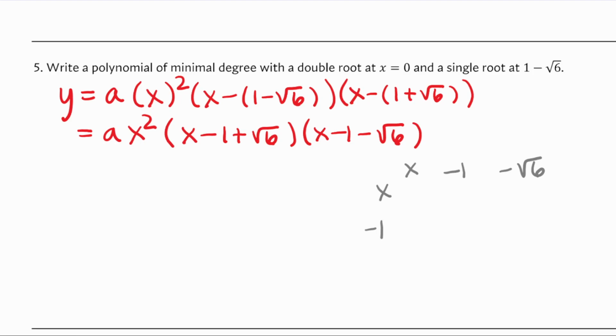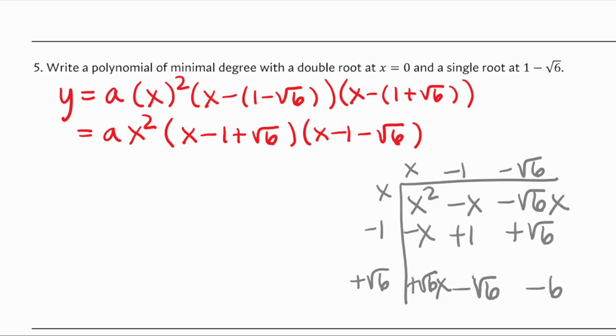x minus 1 plus the square root of 6. I'm going to fill that out real quick. I don't think you need to watch me do that. And now that I've got the box filled out, I'm going to combine the like terms and report that. So that's x squared minus 2x plus 1 minus 6. And all of the stuff with a square root of 6 in it had a friend to cancel off with, right? So, okay, our job here is done.